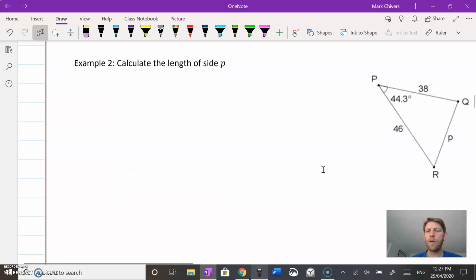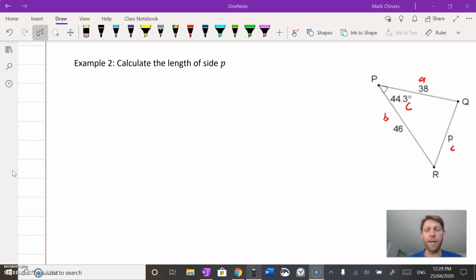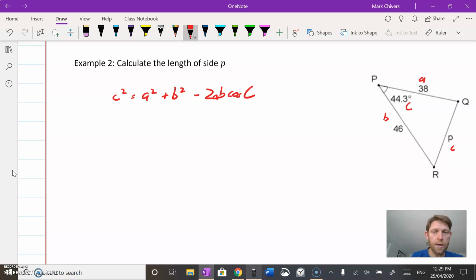So for our next example, we have to calculate the length of the side P. In this particular case, P is opposite the angle. So if we called that C, then this must be our A and our B. Once we've labelled our sides, there's not much else to do but substitute into our formula. Our formula says that C squared equals A squared plus B squared minus 2AB cos C. In this case, the side that we're calling C is called P.